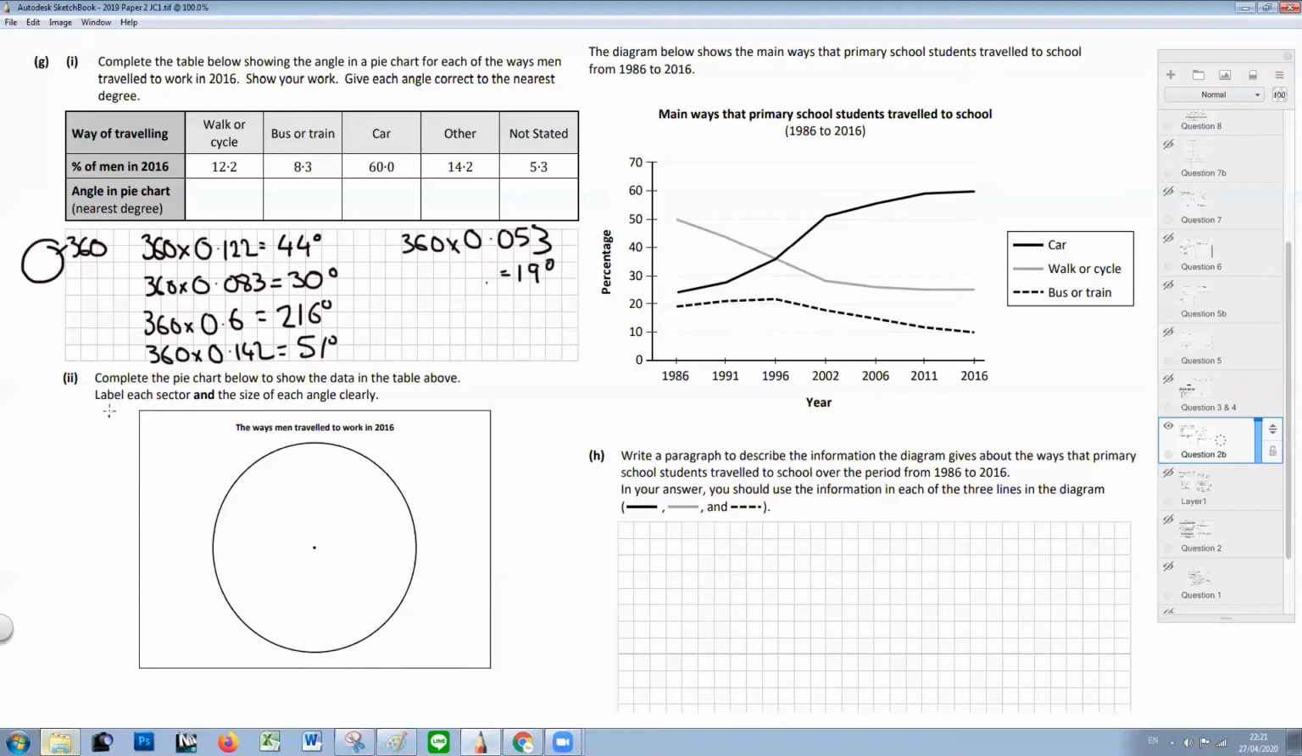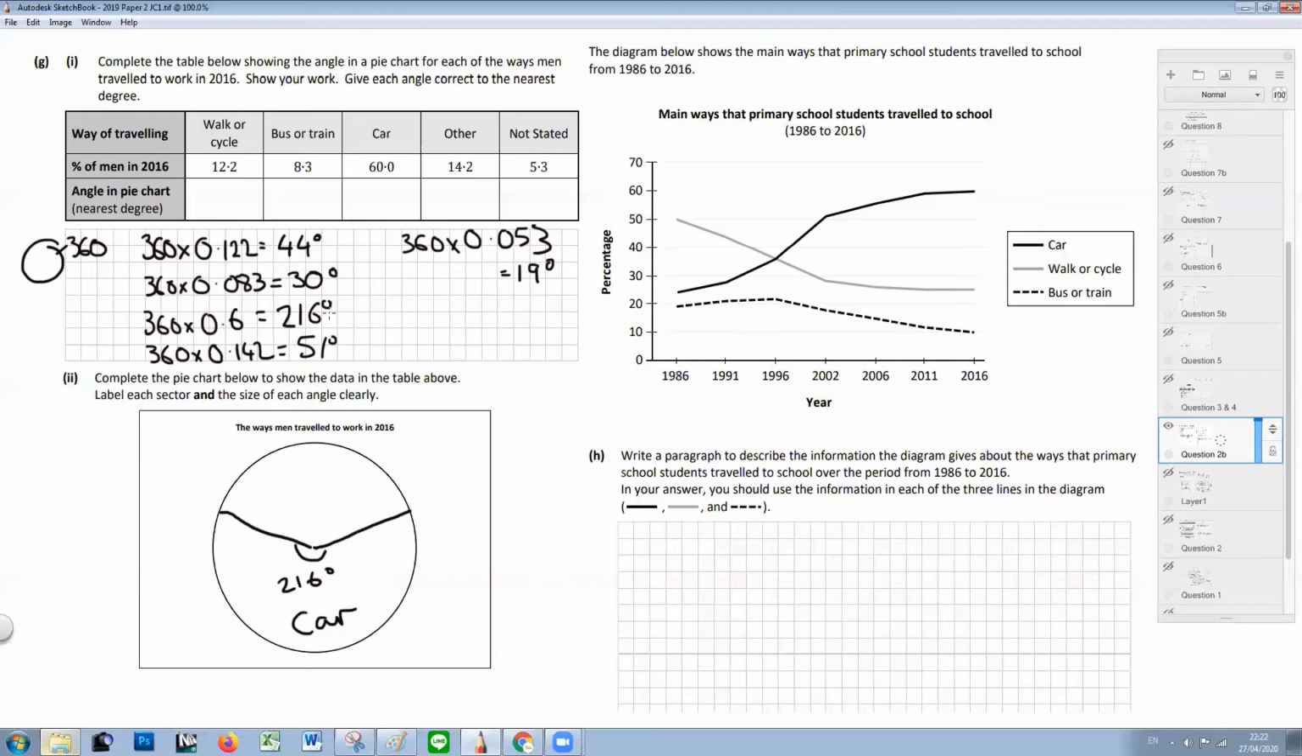And then it says, complete the pie chart below to show the data in the table above. Label each sector and each angle clearly. Now I'm just going to do this pretty quickly, but in an exam, you should probably get your protractor out and do this correctly. So 216 is going to be more than 180. So we're going to have some angle like this. It's only slightly bigger than 180. And that is going to be 216 degrees, and it's going to be your car.